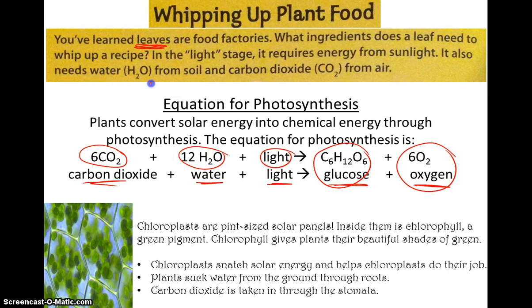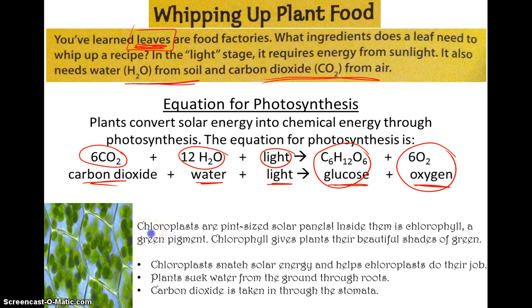Water is going to come from the soil. The roots will suck up the water. And then carbon dioxide is floating around all of us in the air. So plants can just take in that CO2. Okay, so remember that the leaves are kind of where the action's happening.